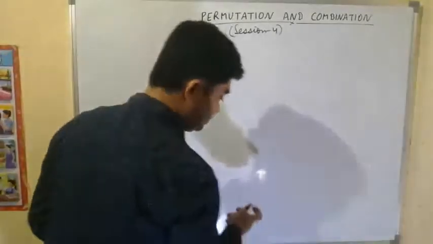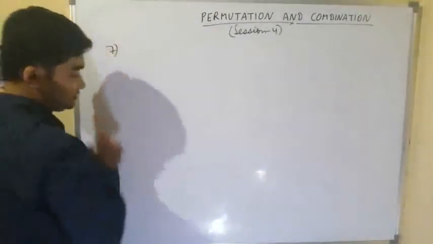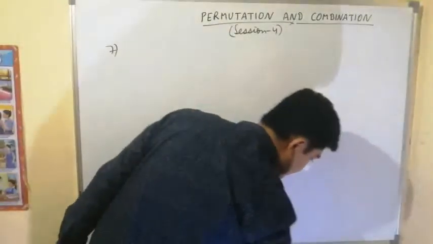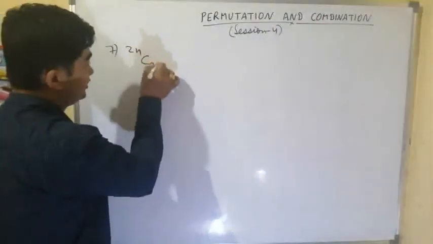Now the next problem we will do, it was question number 7 in that exercise. This problem says that 2nC2 is 2.